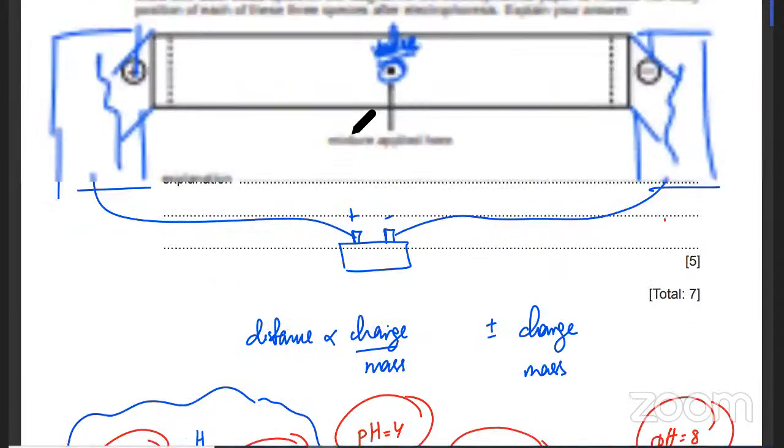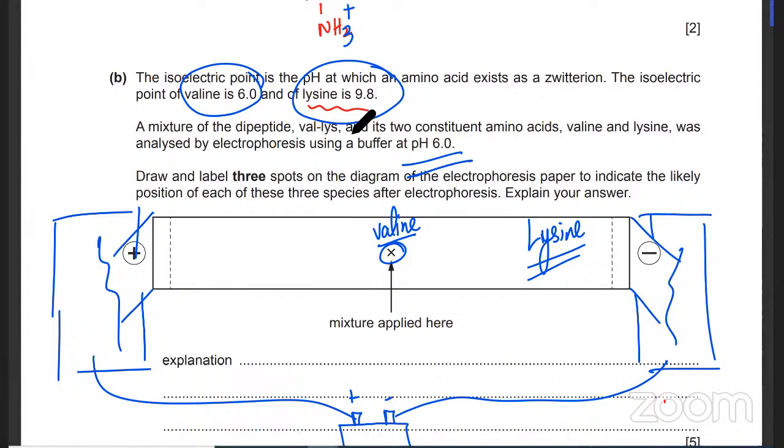When do we look at mass? Over here you don't have an issue, because valine is not moving, so it's a relative comparison. When you have a relative comparison, then you look at mass. But here there's no issue, because one of them is not even moving, so it doesn't really matter where you put lysine at the moment. Is that clear?